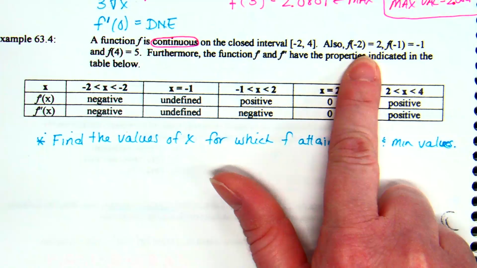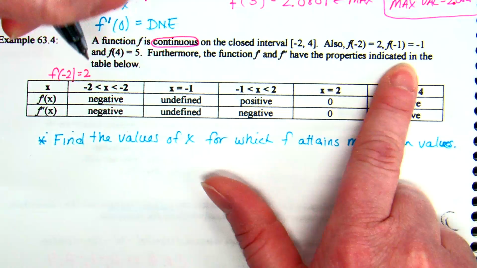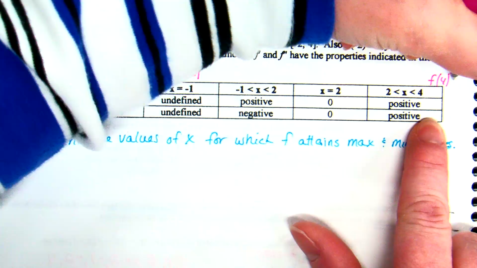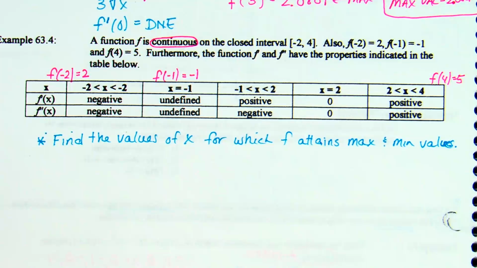So I'm just going to write this information by my table here. And f of -1 equals -1, and f of 4 equals 5. And then furthermore, on the table, the f prime and f double prime have the properties indicated in the table. Okay, I'll give you a moment to catch up.